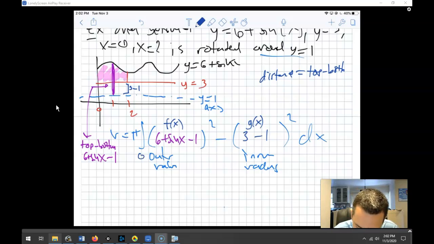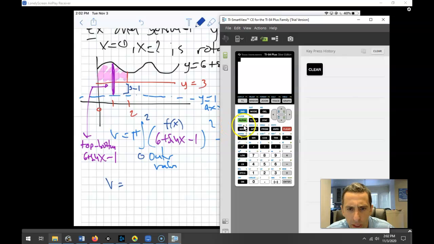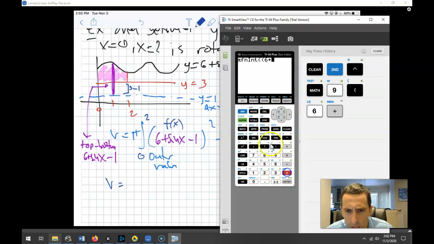My bounds here pretty clearly are 0 to 2. So let's plug that into our calculator. These are going to be a little ugly because everything is squared inside the integral. So let's model what this will look like. We're going to do pi, and then multiply by the integral. I'm going to integrate 6 plus sine of x minus 1.